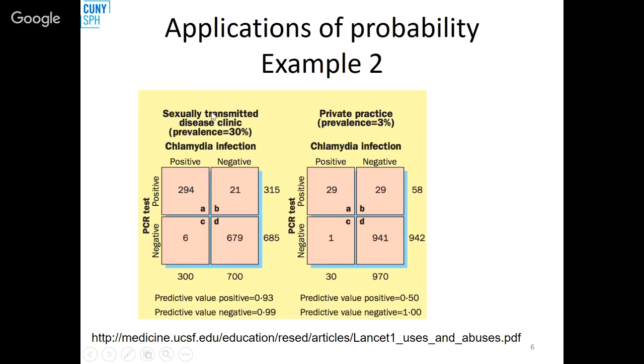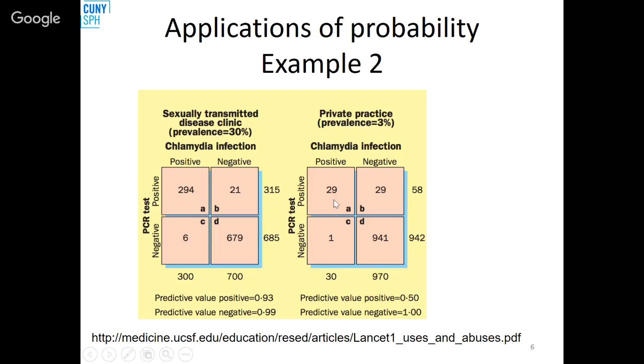So this is one where patients are coming in because they already suspect that they have an infection. And so there's a higher prevalence of 30%. And then the second population is in a private practice where people are just getting general screening. They don't suspect an infection, so the prevalence is lower in this private practice at 3%. But we're applying the same screening test. It's exactly the same test being applied to these 2 populations.